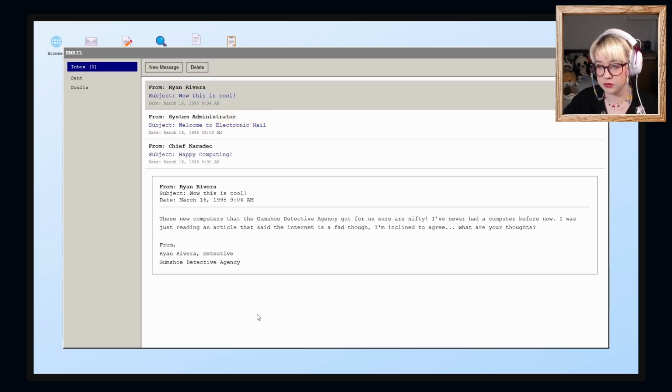If you're incorrect, no big deal, just try again. These new computers that the Gumshoe Detective Agency got for us sure are nifty. I never had a computer before now. I was just reading an article that said the internet is a fad though. I'm inclined to agree. What are your thoughts?